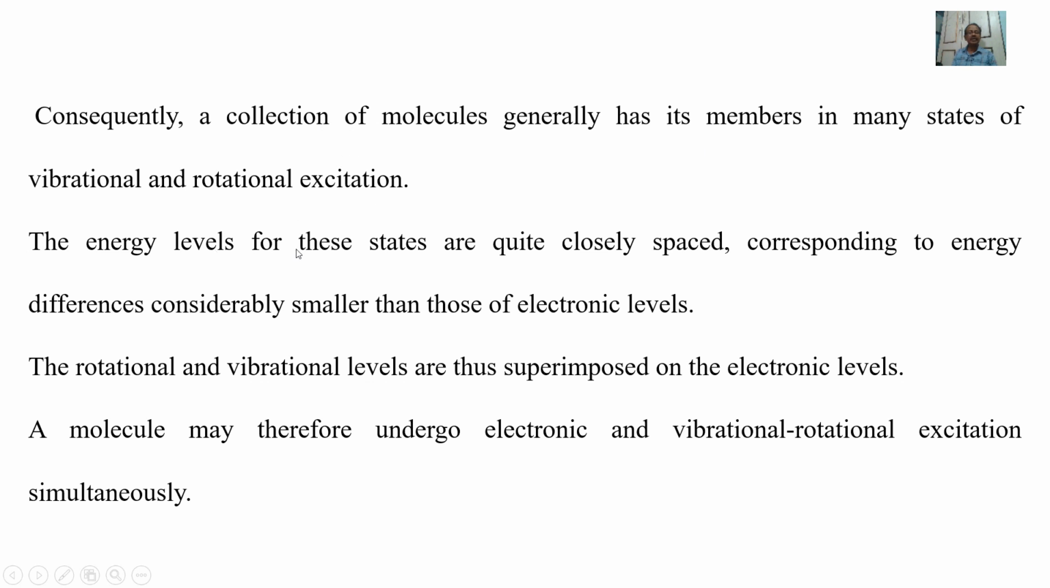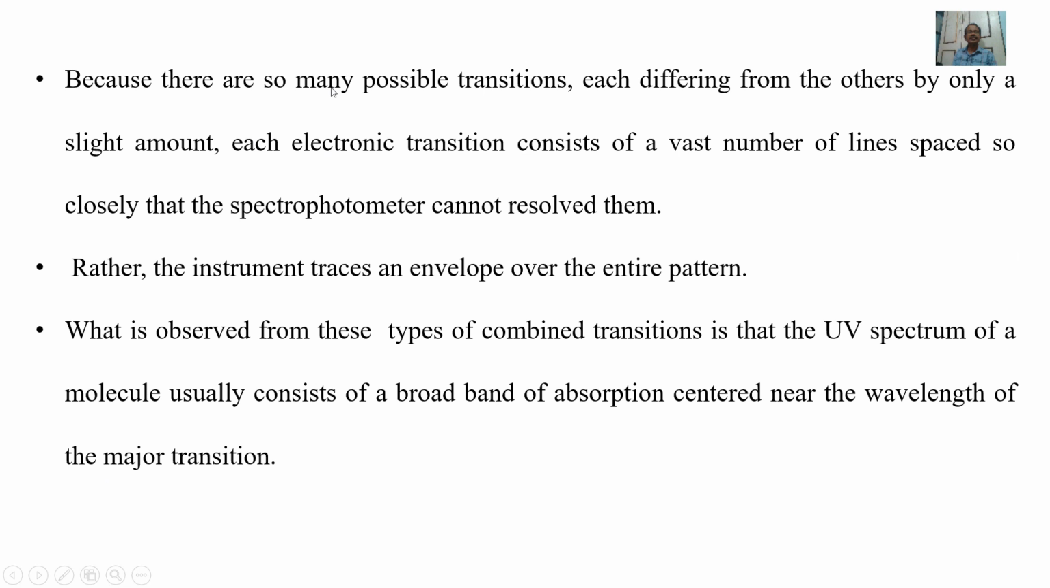The energy levels for these states are quite closely spaced, corresponding to energy differences considerably smaller than those of electronic levels. The rotational and vibrational levels are thus superimposed on the electronic levels. A molecule may therefore undergo electronic and vibrational-rotational excitation simultaneously. Because there are so many possible transitions, each differing from the others by only a slight amount, each electronic transition consists of a vast number of lines spaced so closely that the spectrophotometer cannot resolve them.